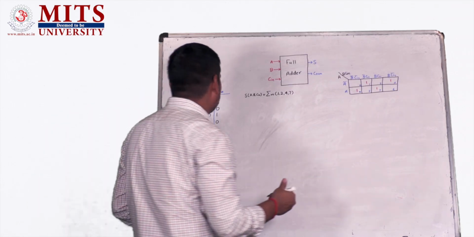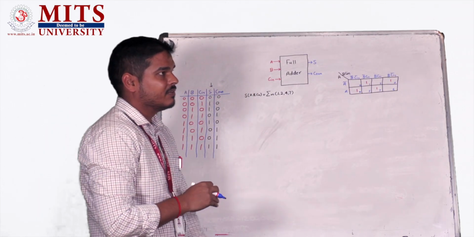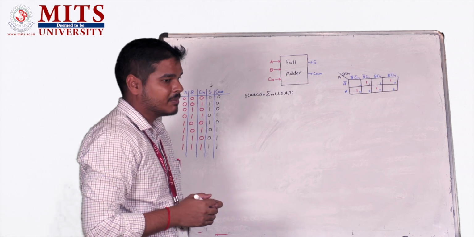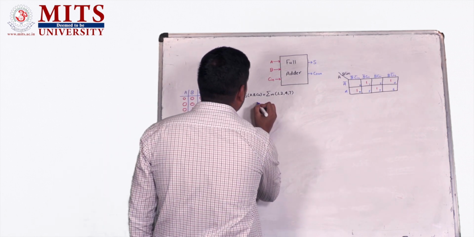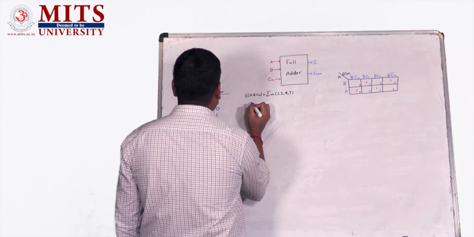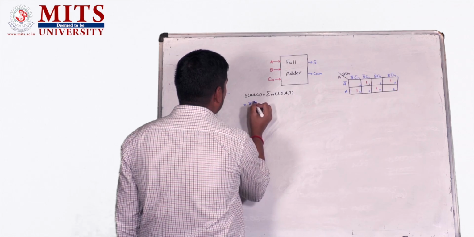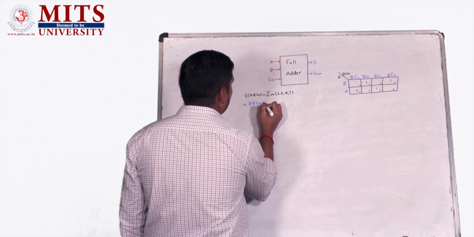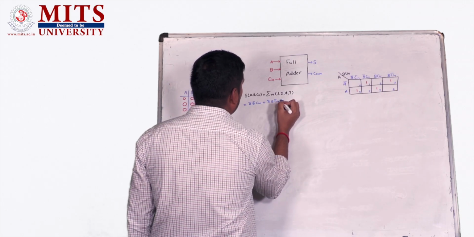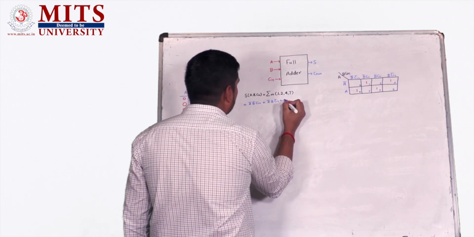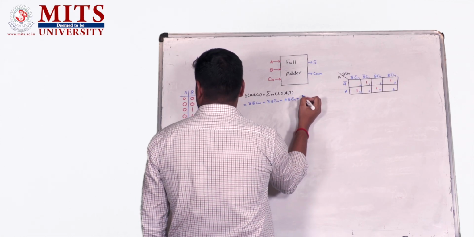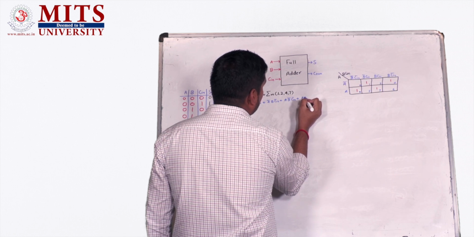The complete expression we will write here, and we will see whether we are able to get this expression in some form where we will require the minimum number of logic gates. So first we will write the complete expression for sum. So 0 0 1, that will make it A bar B bar C in, plus 0 1 0, A bar B C in bar, plus 1 0 0, A B bar C in bar, plus 7, that is 1 1 1, that is A B C in.